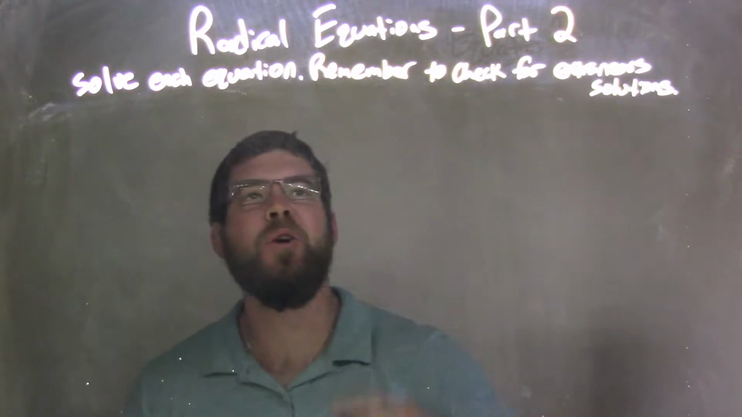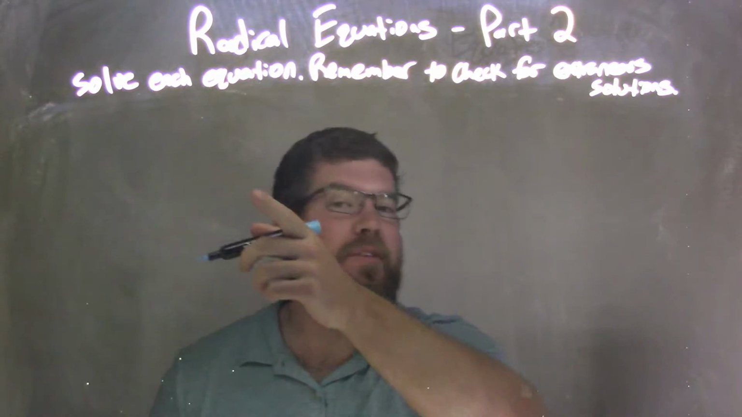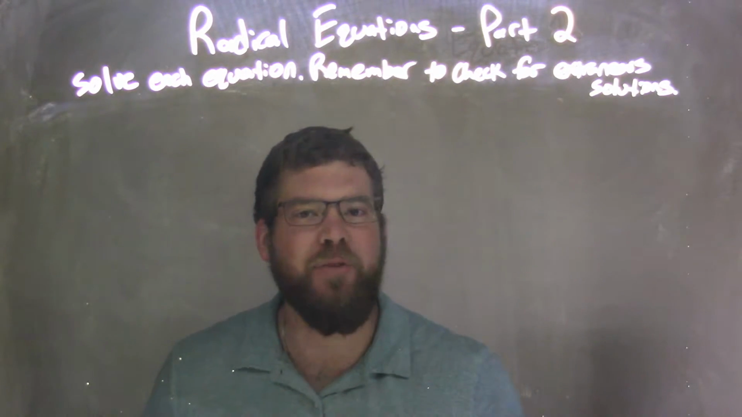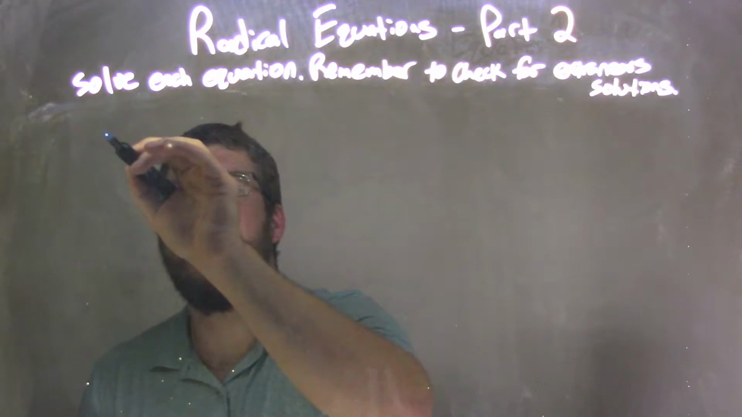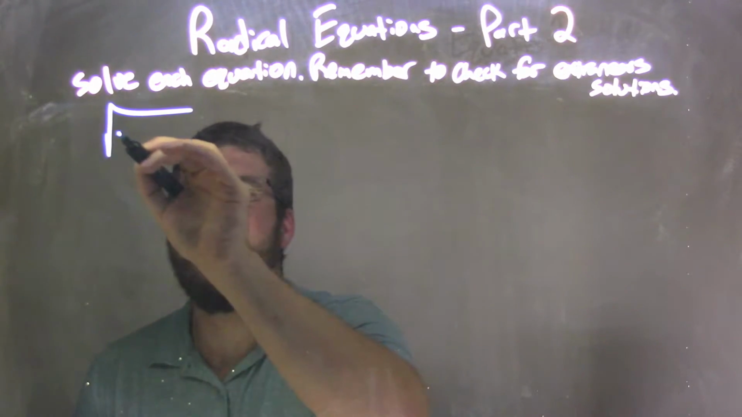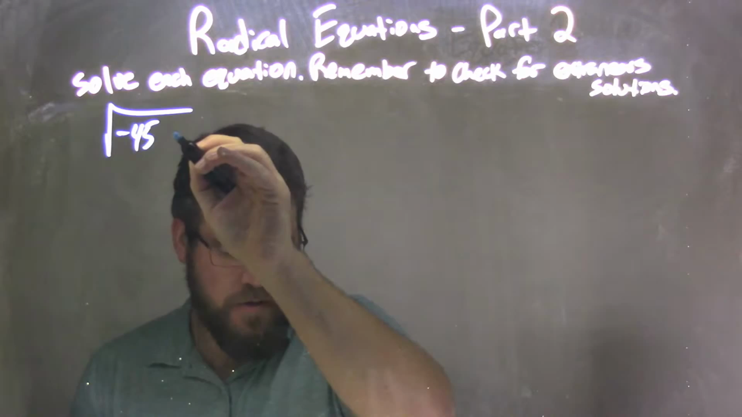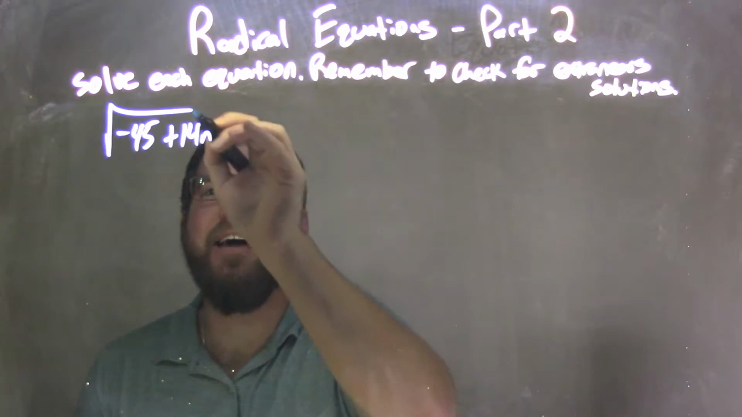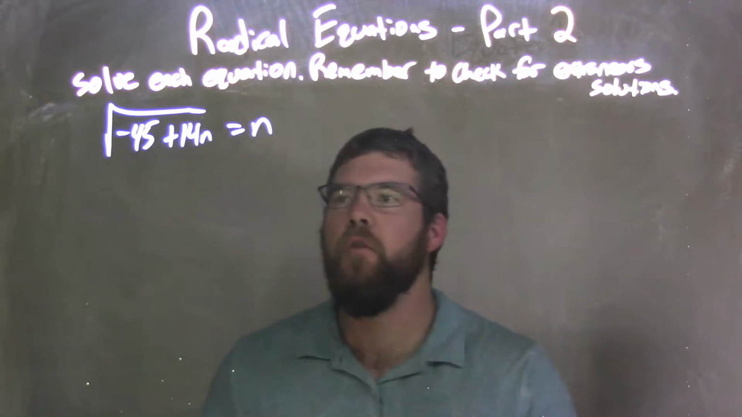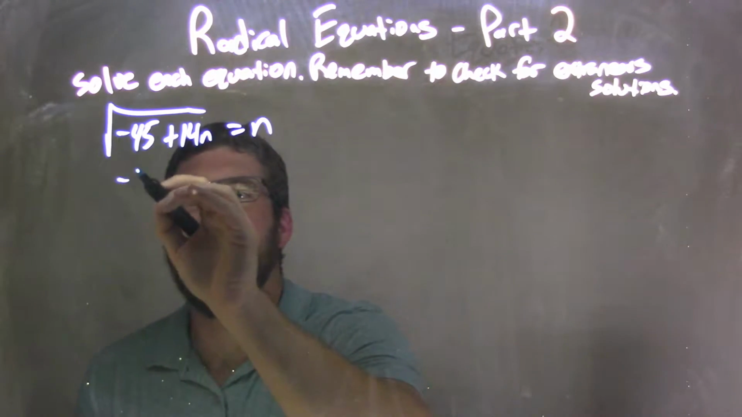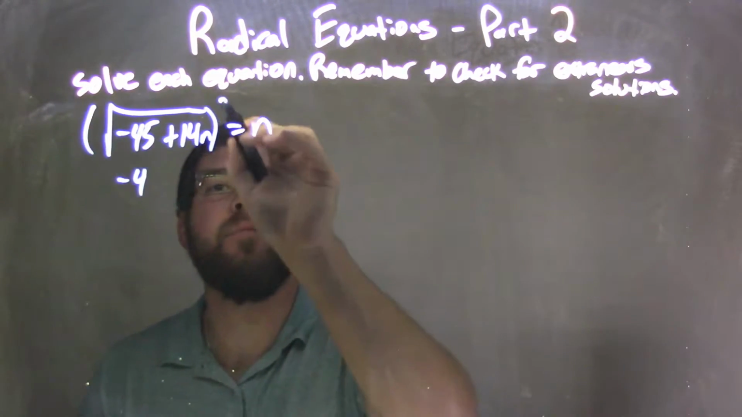And today we're going to learn about radical equations. We're going to solve each equation and remember to check for extraneous solutions. So, if I was given this equation, the square root of negative 45 plus 14n equals n. First step, got to square both sides. Let me show that. I'm just getting ahead of myself.